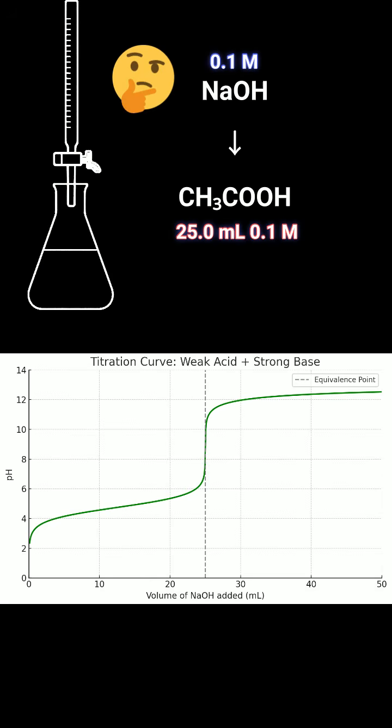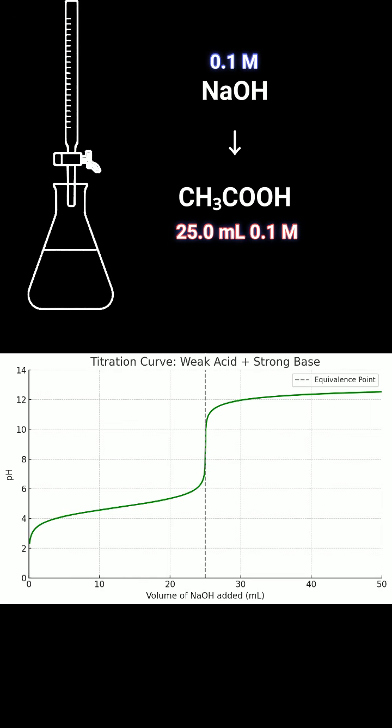First, how much sodium hydroxide is required to reach the equivalence point? Look for the point where the curve makes its steepest vertical rise. The volume right in the middle of that jump is the equivalence point, where all the acetic acid has been neutralized. Read off the volume from the x-axis. That's how much sodium hydroxide is needed.